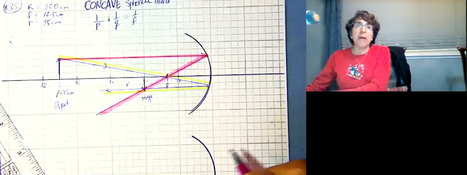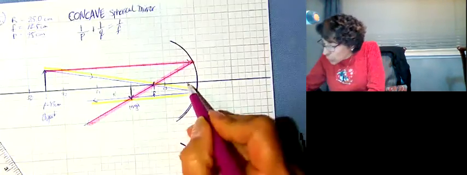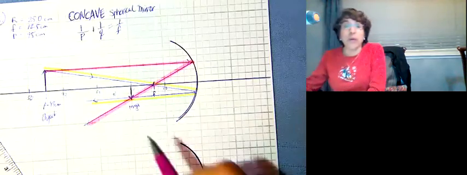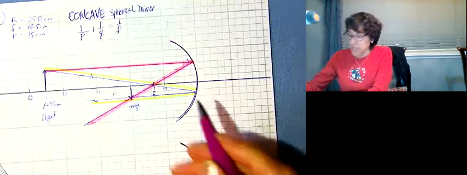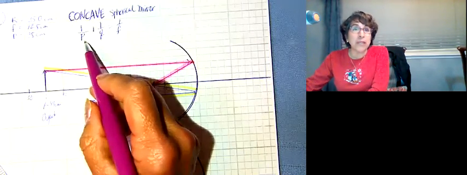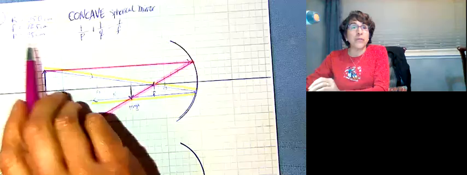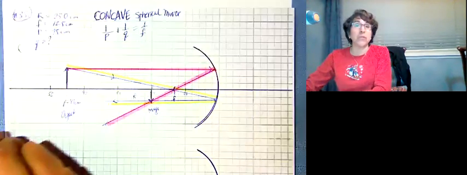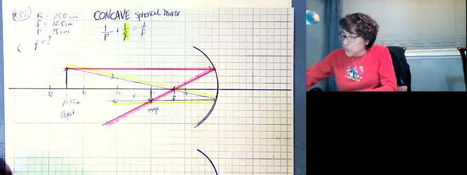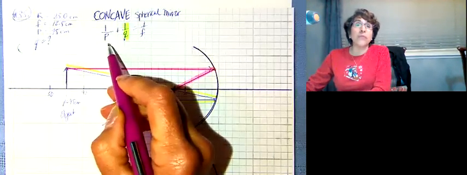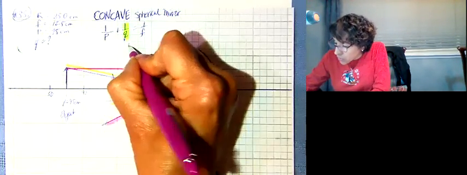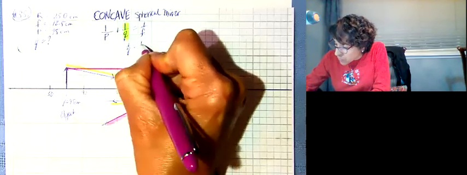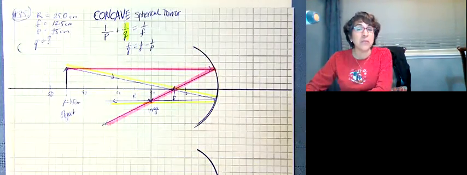All right, so now let's do this mathematically, because I can look here and see it's about 20 centimeters where my image is. Okay, so I have 1 over F equals 1 over P plus 1 over Q, and I want to solve for Q. So I want to solve for 1 over Q. All I have to do is subtract 1 over P from both sides. So I have 1 over Q is equal to 1 over F minus 1 over P.